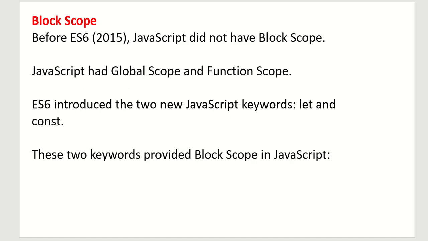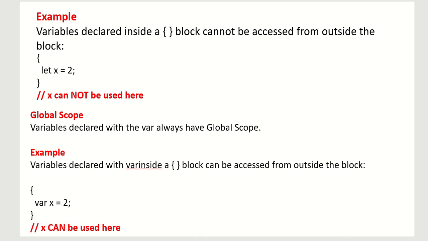Now, what is the meaning of this block scope? Before ES6 2015, JavaScript didn't have any block scope. JavaScript had only global scope and function scope. ES6 introduced two new JavaScript keywords, which are let and const, and these two keywords provided block scope in JavaScript. So here is the example.